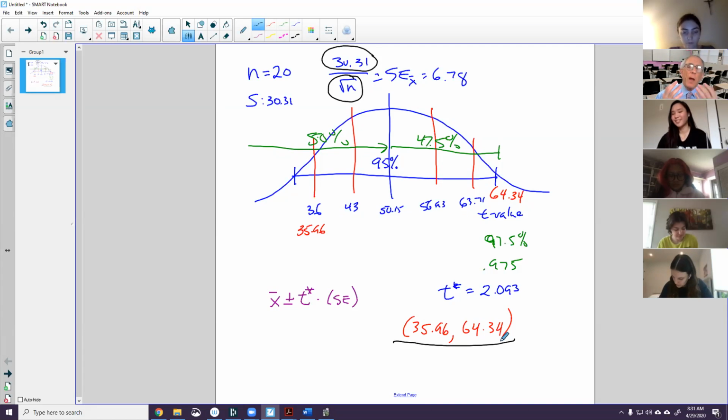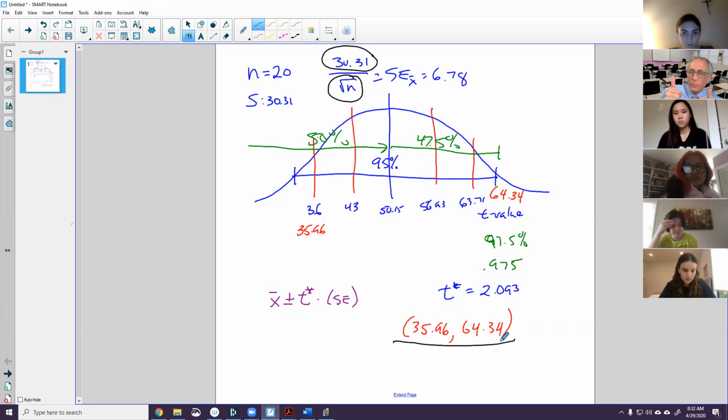I am 95% certain that the actual mean, if I go take a sample of the population of students, is somewhere between 35.96 and 64.34 M&Ms, right? And since we can't divide M&Ms into pieces, somewhere between about 35 and 65 M&Ms. That's what they're going to want. I am 95% sure that the actual population mean lies between those two numbers.